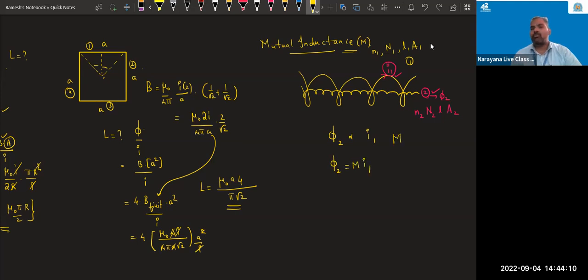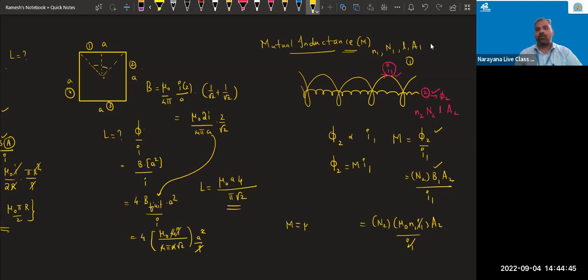What is the coefficient of mutual induction? Phi 2 divided by I1. What is the magnetic flux passing through the second coil? Number of turns N2 into magnetic field due to the first coil into area of the second coil, divided by current in the first coil. But the magnetic field due to the first coil at any point inside it is mu naught n1 into I1, and into A2 by I1. I1 cancels out. So what is the coefficient of mutual induction? Mu naught n1 N2 into A2. It's the coefficient of mutual induction.